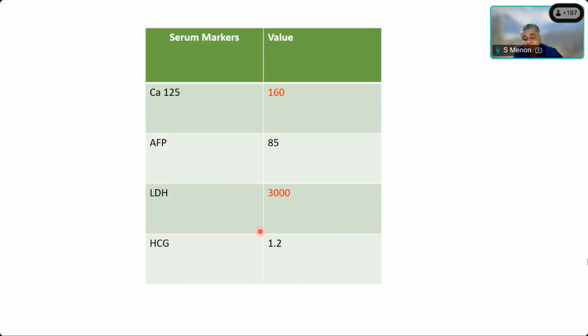It will almost never be 1.2, okay? And for choriocarcinoma, AFP is mildly raised. LDH is markedly raised. So Joseph says it's a yolk sac tumor. CA125 raised. Is it ovarian serous carcinoma? Shweta? No, sir.